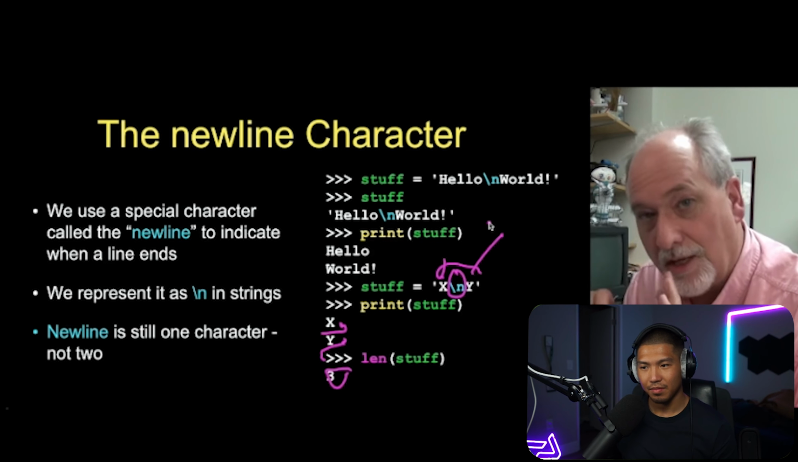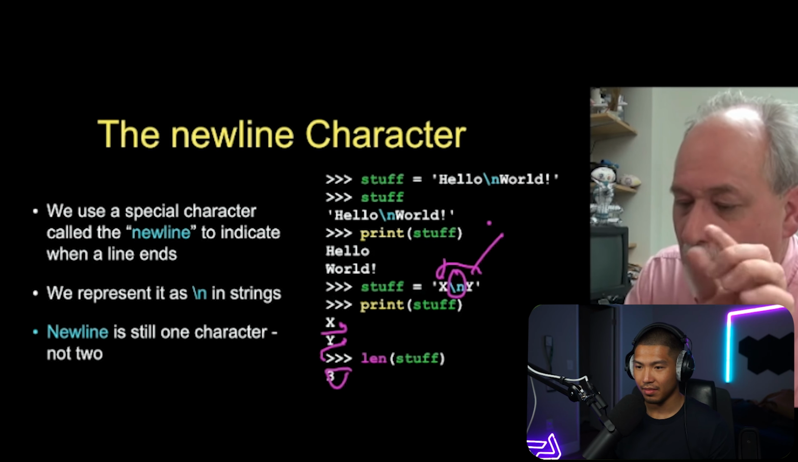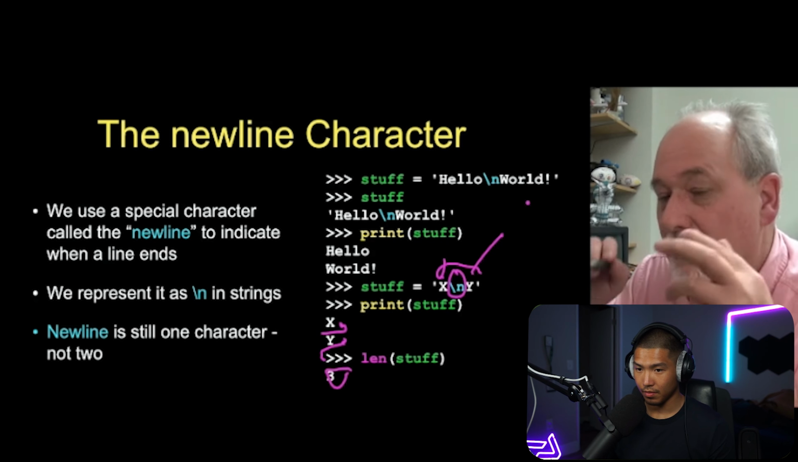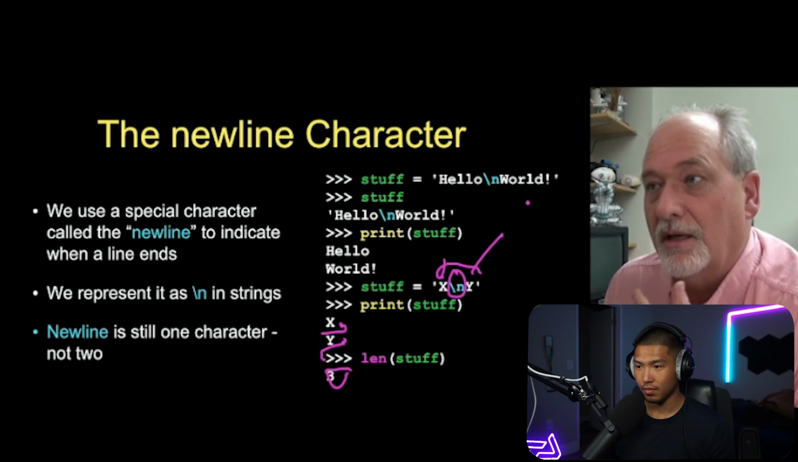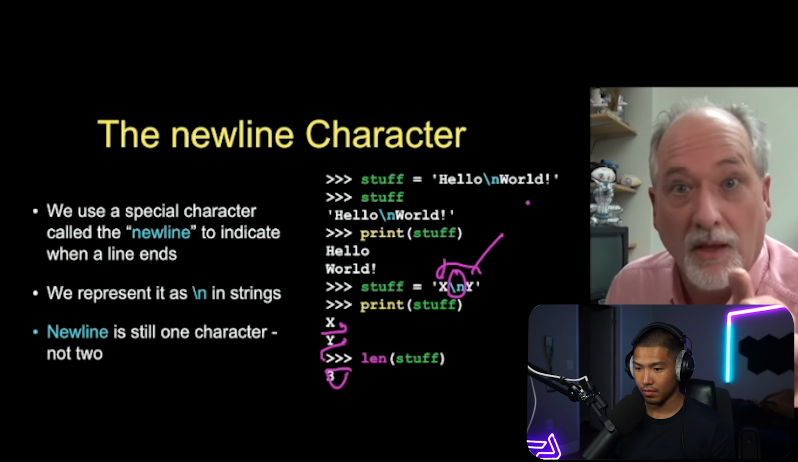So the \n is a character like all the rest of the characters, but we encode it by typing \n. It's called an escape, where the \ is the escape, and \n is a way to say new line, because we can't see it. It's a way for us to encode in a string this non-printable, invisible character. It's part of white space.